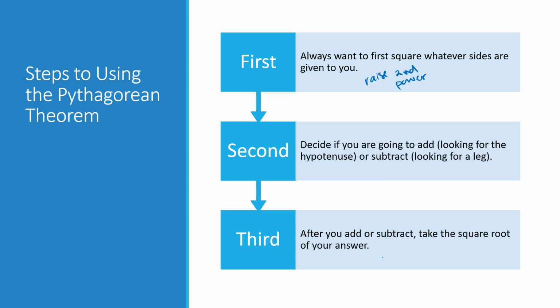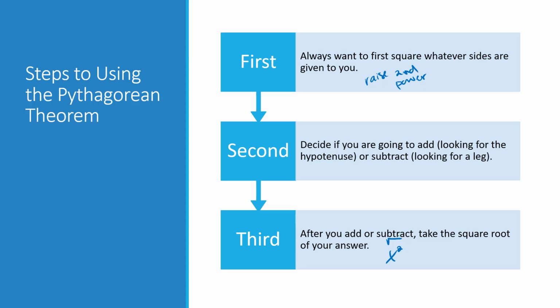After you add or subtract, you always want to take the square root of your answer. Now, some of these square roots are not pretty, so you're going to need to use your calculator. If you've got a TI-30 or a TI-34 calculator, you'll notice that there's an x squared key, and right above it, written in purple, or a bluish purple, is a square root symbol.